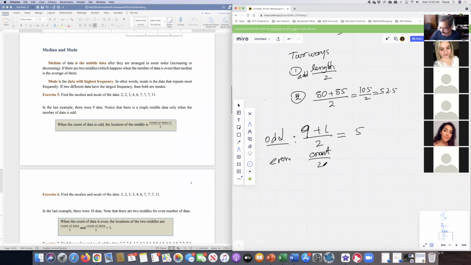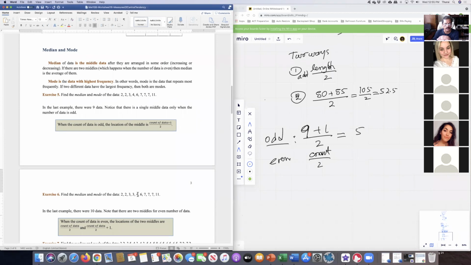If you divide by 2, that'll give you one of the middles, and the next middle is the very next one. So in this case, I have 10 data. 10 over 2 is 5, which means the 5th data is one of the middles, and the other one is the 6th data, which happens to be 6. So to locate the middle, you divide the count by 2. If the count is odd, you add 1 to it and divide. That'll give you the location of the middle. If the count is even, then divide it by 2. That'll give you one of the middles. You go to the next one, and you have 2 middles.